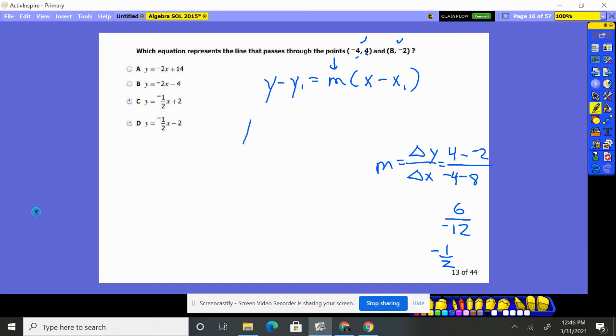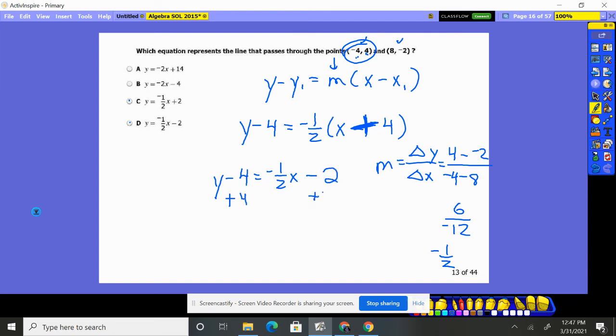So let's figure out which one it is. Y minus, I can pick either one of these points. I'll go ahead and just use the first point. The y value is a 4. Slope, -1/2. X minus, what is the x value? -4. That minus the negative will change to a plus. So we have y minus 4 equals -1/2 times x plus 4. -1/2 times a positive 4 is -2. I now move my 4 over to get y by itself. Y equals -1/2 x plus 2. Looks like it's choice C.